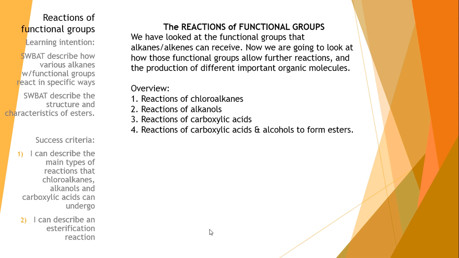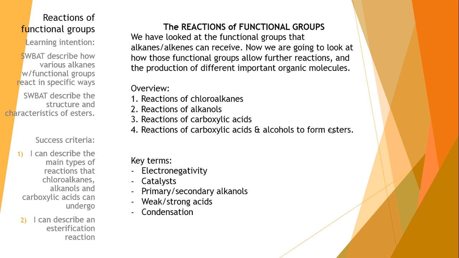The first kind of reaction is the chloroalkanes, as we saw on the previous 2 slides on the title slide, like chloromethane. How does it react and what does it react to? Then reactions of alkanols. If an alkane has an alcohol group and it's an alkanol, what does it react towards? Carboxylic acids, what do they react towards? And what happens when you put together a carboxylic acid and an alkanol, not an alcohol, they're both the same thing? They form esters.